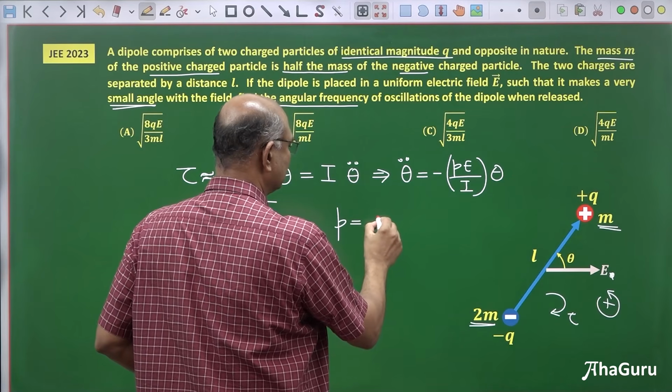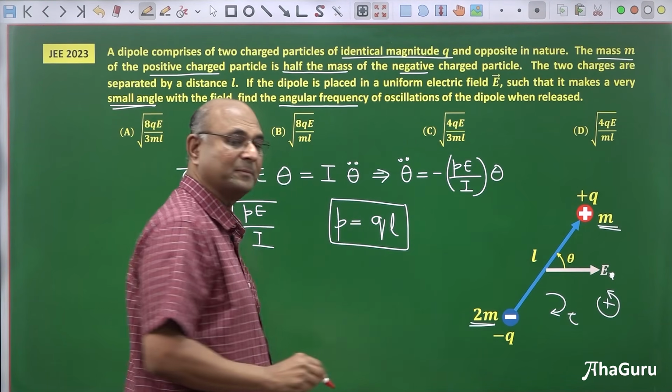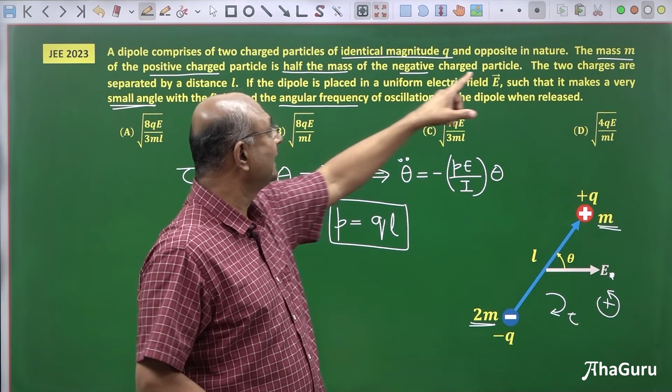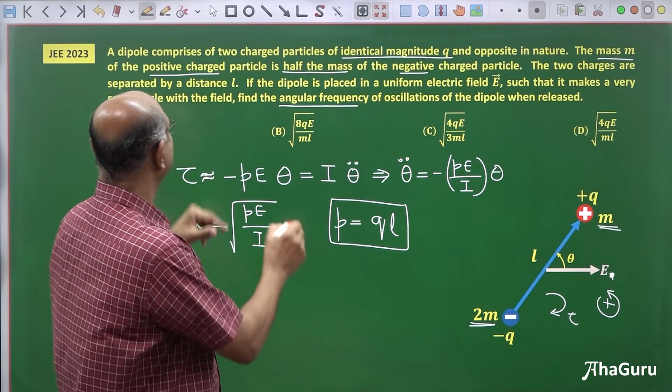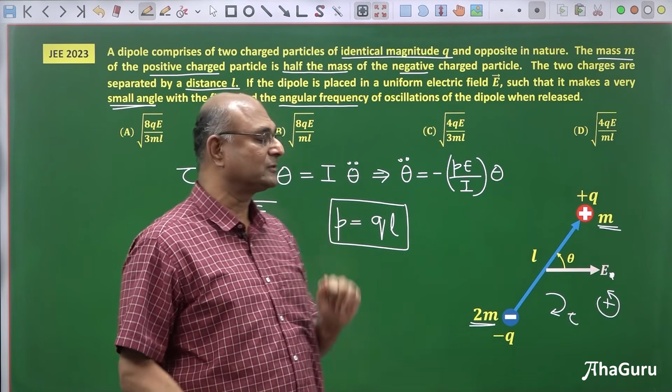Q into L. Please remember, it is not 2Q into L, it is Q into L in this case, because they have given the length as being L. Look at that. The distance is L. Depending on what they give in the question, you have to use that.